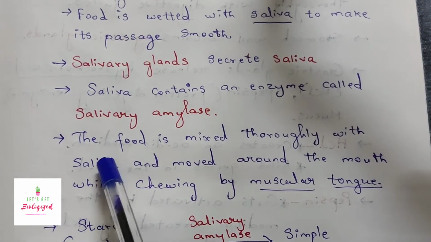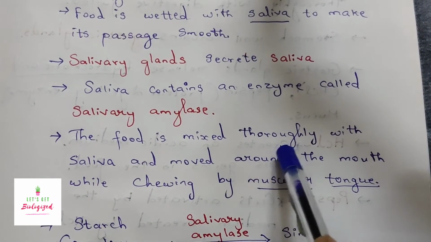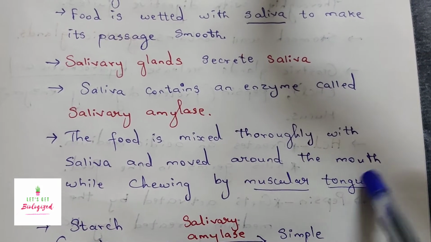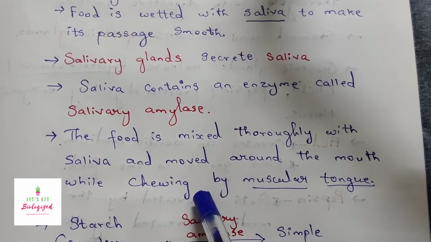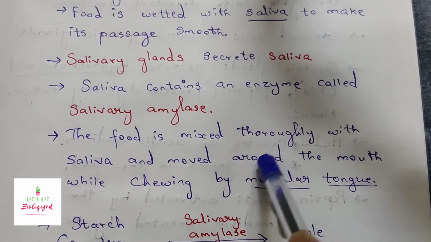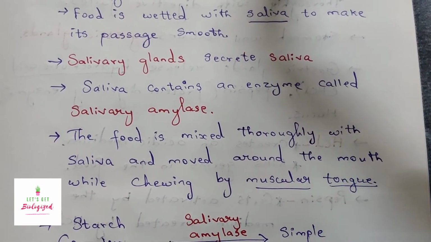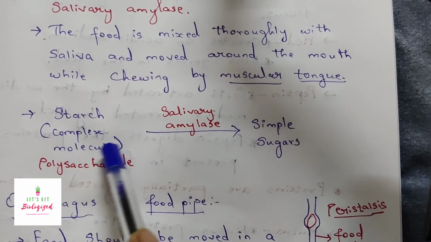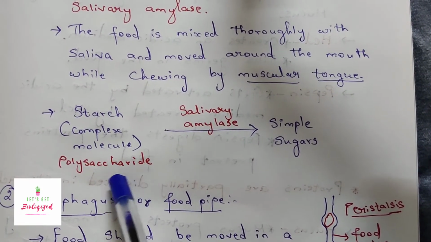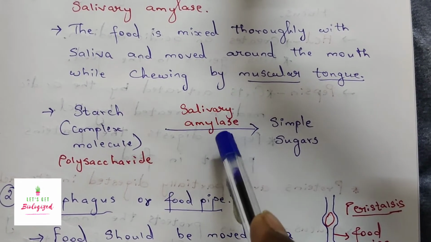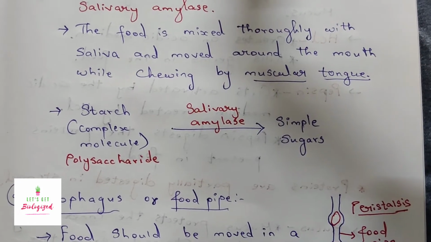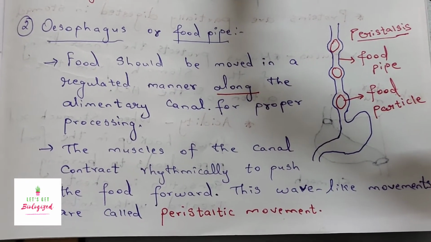This saliva contains an enzyme called salivary amylase. The muscular tongue in the buccal cavity helps in mixing the food completely with the saliva, along with chewing. Enzymes are biocatalysts which are very important for converting complex molecules into simpler substances. Here also, a complex molecule called starch is converted into simple sugar with the help of salivary amylase.